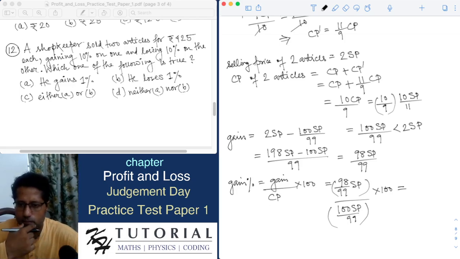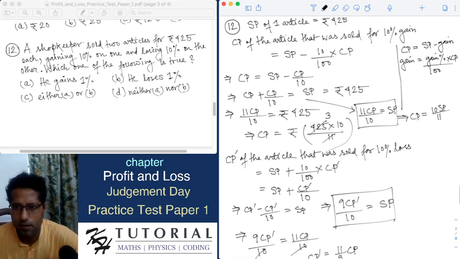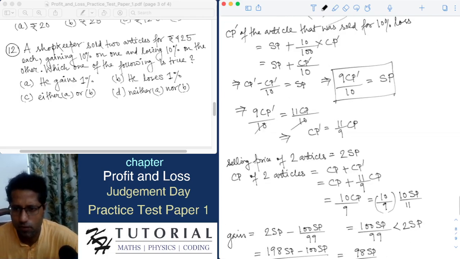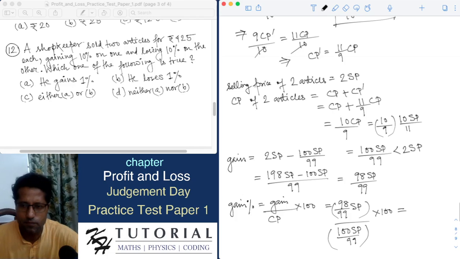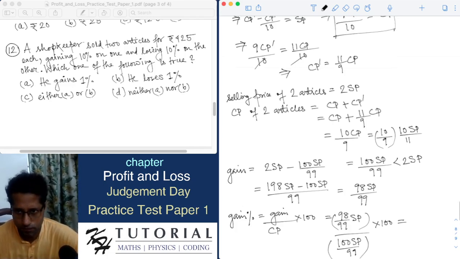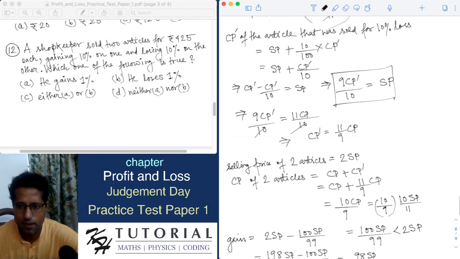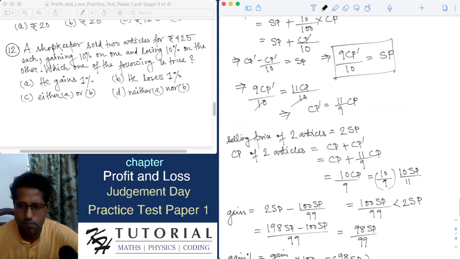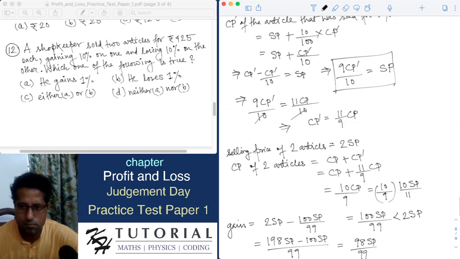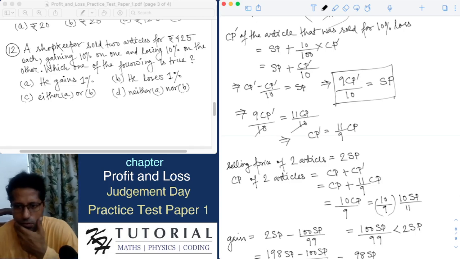What is gain? The selling price of two articles is 2 SP, because we have considered SP to be the selling price of one article, which is given to be 425, but its value will not be required. The selling price of two articles is 2 SP, and the cost price of two articles is CP plus CP dash, where CP is the cost price of the article which was sold for 10% gain, and CP dash is the cost price of the article which was sold with 10% loss.